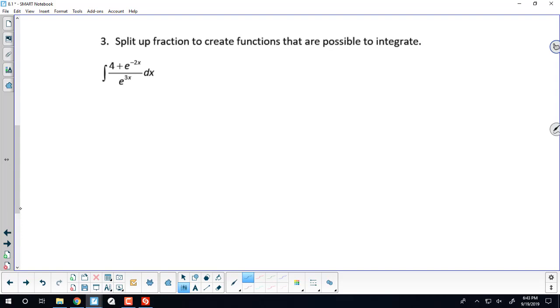Okay. So example 3, I'm sure you've seen instances of this in Calc 1 where you have a bunch of things added or subtracted on top and a single thing on the bottom. The strategy there was to split those up into 2 different fractions and simplify if you can. So that's an approach we can take here. We can say that's 4 over e to the 3x plus e to the negative 2x over e to the 3x.